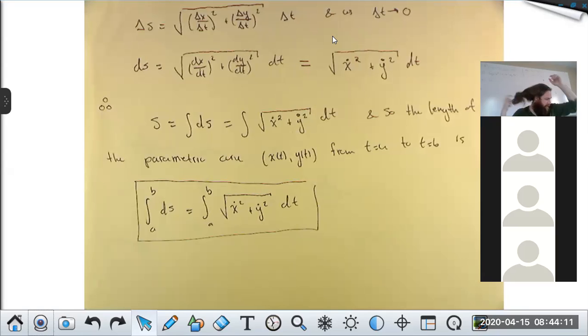So the last thing I'd like to do today, if we have time, is to do one example of an arc length calculation to show you what these can look like.